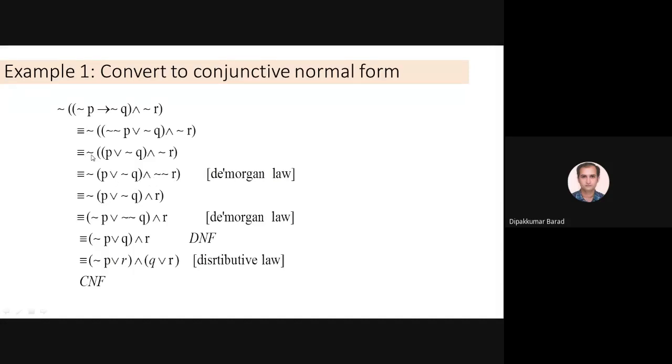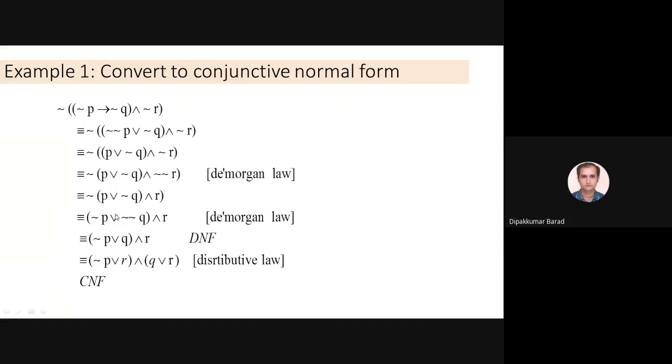Now, if we apply De Morgan's laws, then here there is a correction. Instead of and, we get or. So here is a correction. As we know, not of (P and Q) is equal to not P or not Q. So this is wrong; we get or here. Now, instead of or, we get and here.